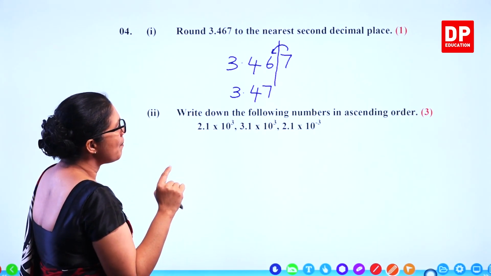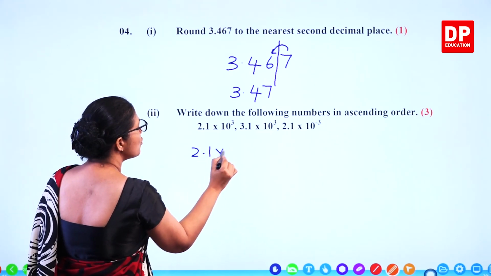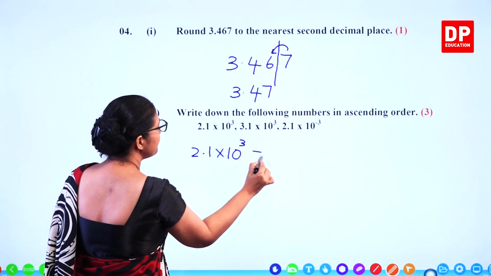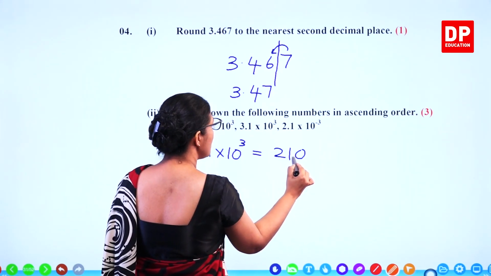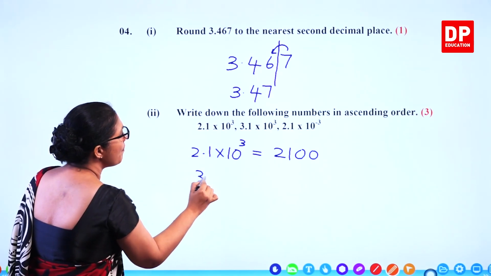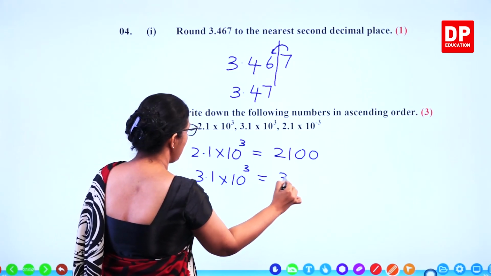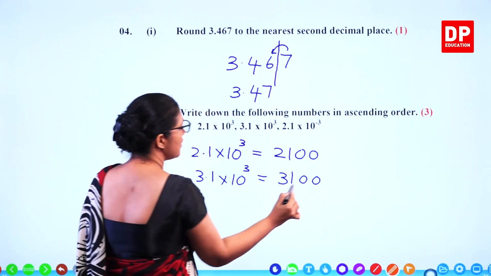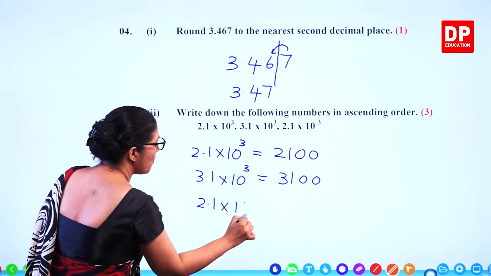Write down the following numbers in ascending order. What's 2.1 into 10 to the power 3? Move the decimal place 3 places. 1, 2, 3. That's 2,100. 3.1 into 10 to the power 3. That's 3,100. What's 2.1 into 10 to the power minus 3?